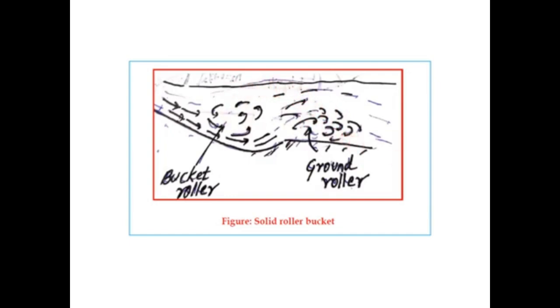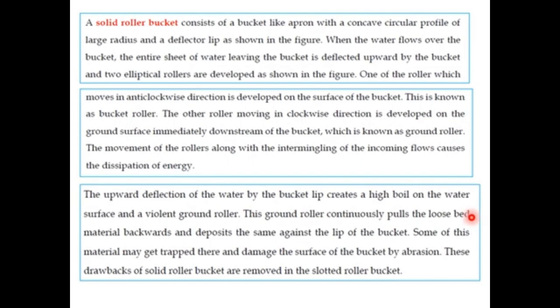Here a solid roller bucket consists of a bucket-like apron with a concave circular profile, as I told you in the previous slides, which has a very large radius, and a deflector lip as shown in the figure.